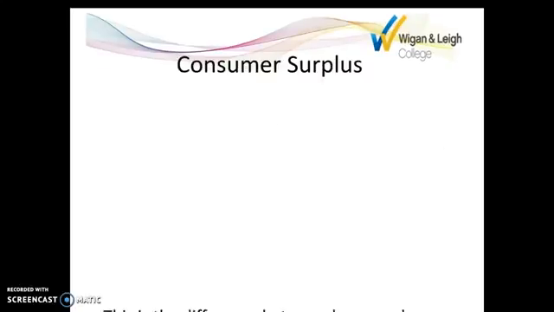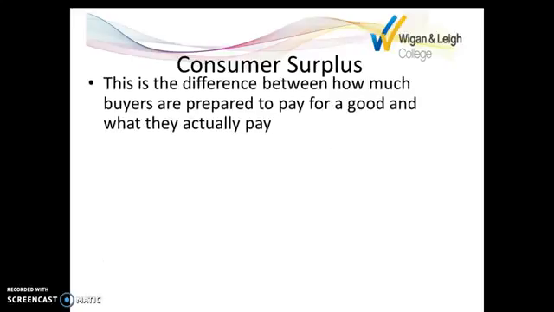Now consumer surplus is quite a simple concept. The idea of this is the difference between how much buyers are prepared to pay for a good and what they actually pay. So what is the difference between how much they are quite happy to pay for it and what the market price actually is? Usually it means they will be quite happy to pay a much higher price than the market price is currently set at. So this is really quite an important concept to understand.